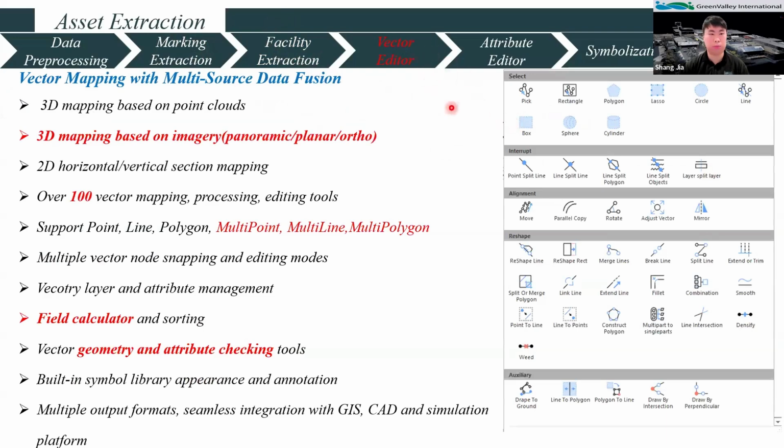Once we have the markings as well as facilities extracted, you can move on to the vector editor. Vector mapping with multi-source data fusion allows 3D mapping based on point clouds, 3D mapping based on imagery, 2D horizontal and vertical section mapping, and over 100 vector mapping processes as well as editing tools. It supports line, lane, polygon, multi-point, multi-lane, or multi-polygon, with vector mode, snapping, and editing modes. It offers vector layer and attribute management, field calculation and sorting, a built-in tool library for appearance and annotations, and multiple output formats, with seamless integration with GIS, CAD, and simulation platforms.